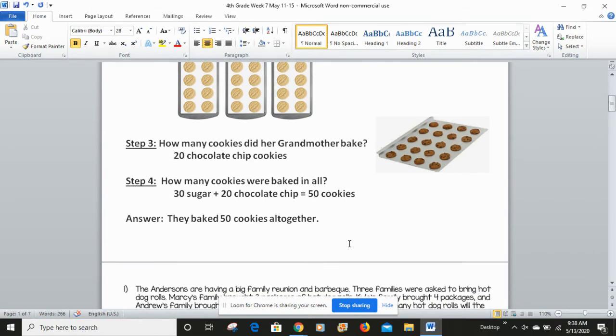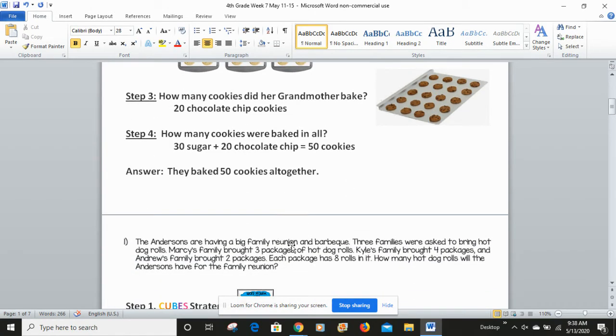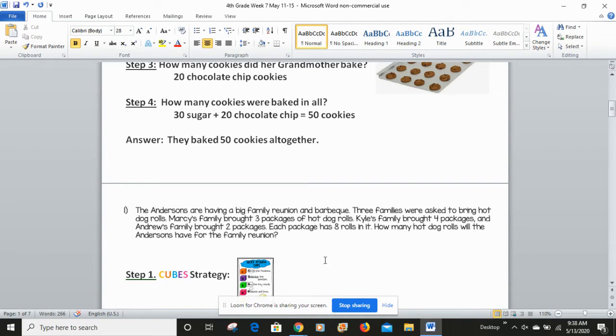A question right from your matrix today, your activity, is this one. It says the Andersons are having a big family reunion and barbecue. 3 families were asked to bring hot dog rolls. Marcy's family brought 3 packages of hot dog rolls. Kyle's family brought 4 packages, and Andrew's family brought 2 packages. Each package has 8 rolls in it. How many hot dog rolls will the Andersons have for their family reunion?